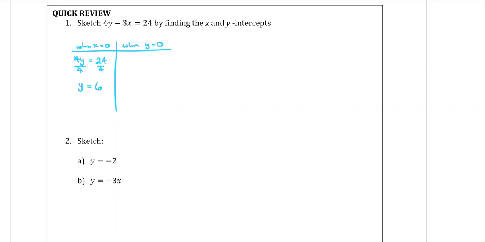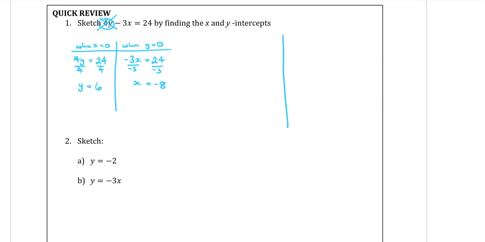Then, going back to the start, if y is equal to 0, 4y would equal nothing, and I would have minus 3x equals 24. Dividing by negative 3, we get x is equal to negative 8.